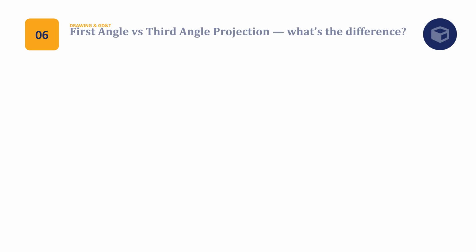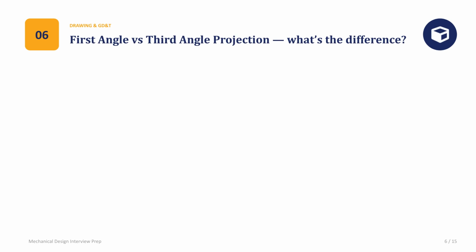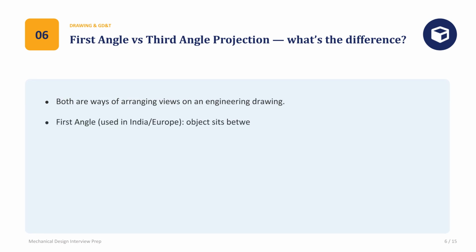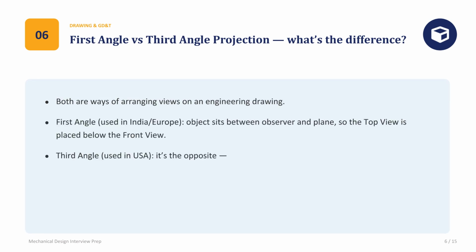Moving into drawing and GD&T. Question 6. First angle versus third angle projection. Both just arrange drawing views differently. First angle, used in India and Europe, places the top view below the front view. Third angle, used in the US, flips it, top view above the front view.